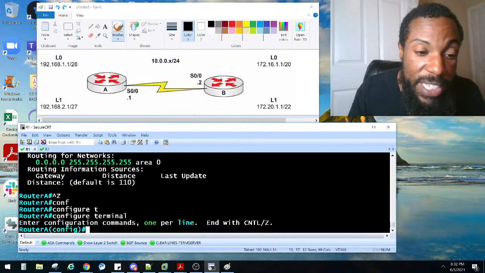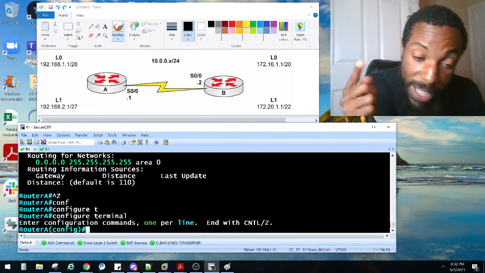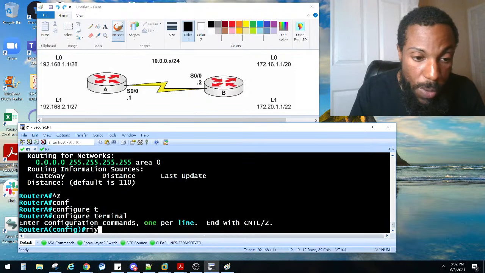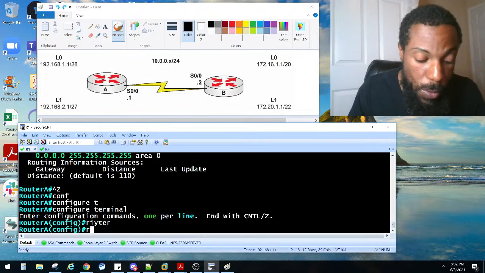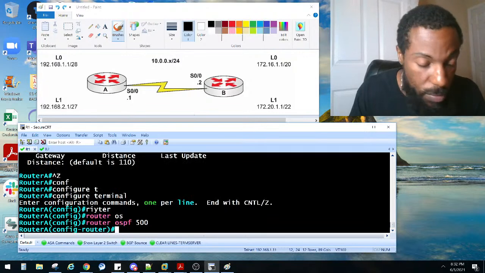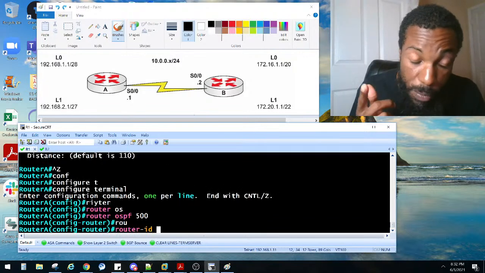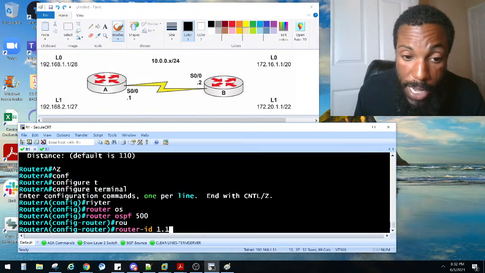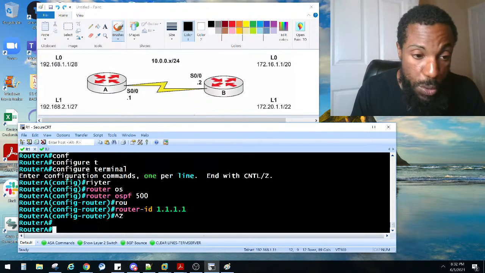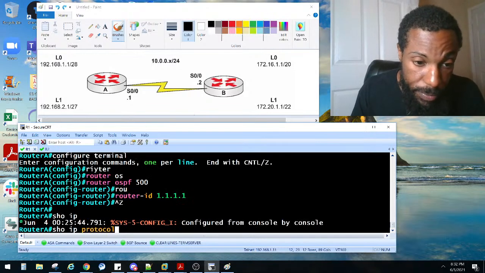Go to global config mode, and we go back to the routing process. This process was 500, right? So same thing, router OSPF 500, then simple enough, router-id. And then from there, you change it. You do 1.1.1.1. I want to show you something though. You press enter, and I do show ip protocols again.